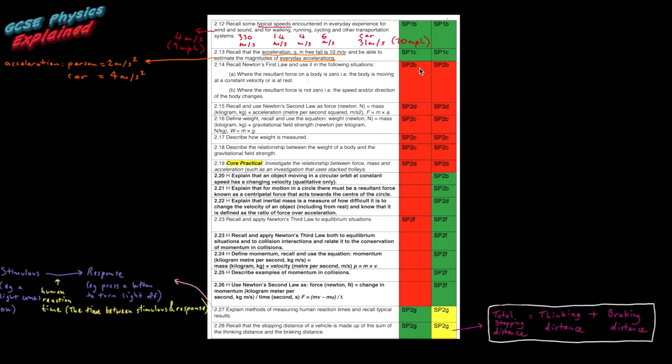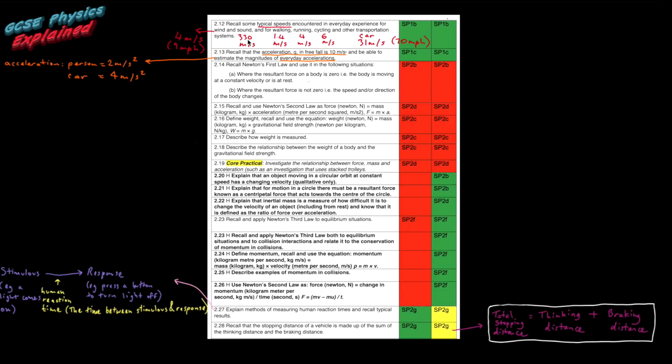As you can see, there's a lot of content that's been taken out for the foundation exam. So all that the foundation candidates need to know is to recall some typical speeds encountered in everyday experience for wind and sound, and for walking, running, cycling and other transportation systems. So the speed of wind is about 4 meters per second, which is 9 miles per hour. Or if you're in a storm, it could be 90 miles per hour, which would be 40 meters per second.